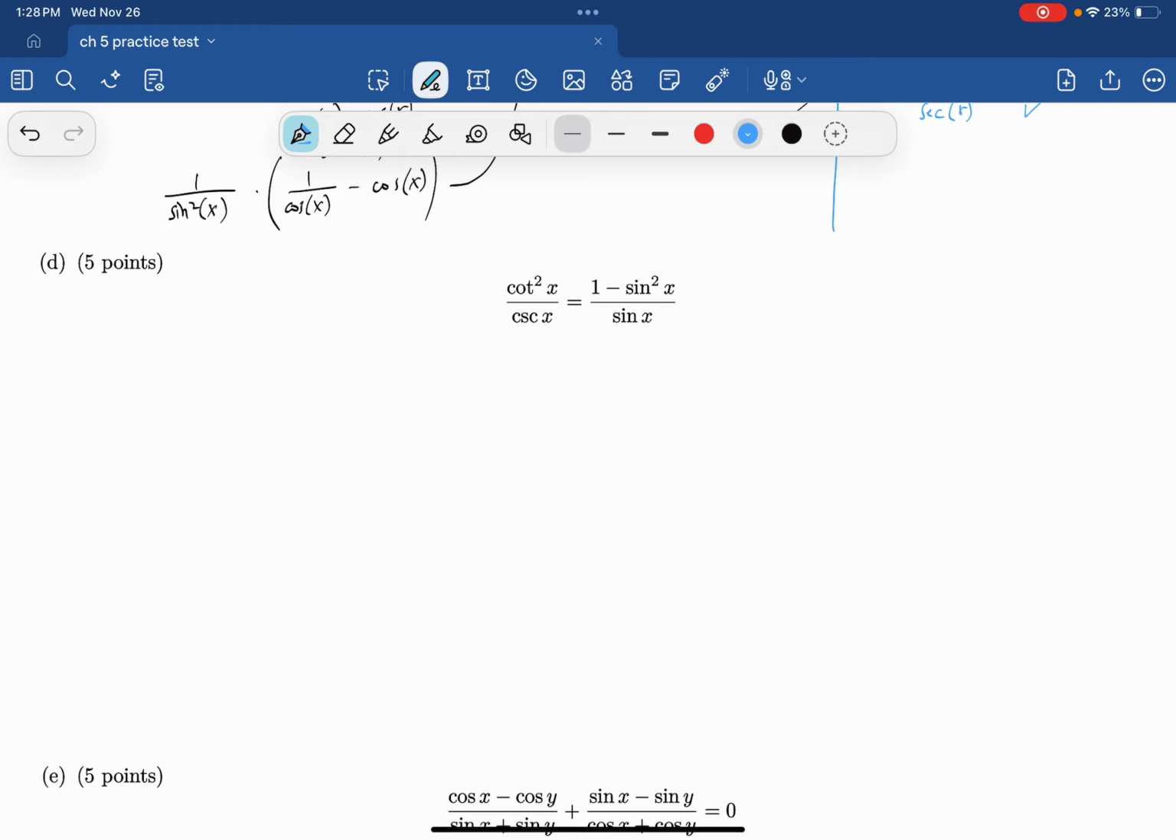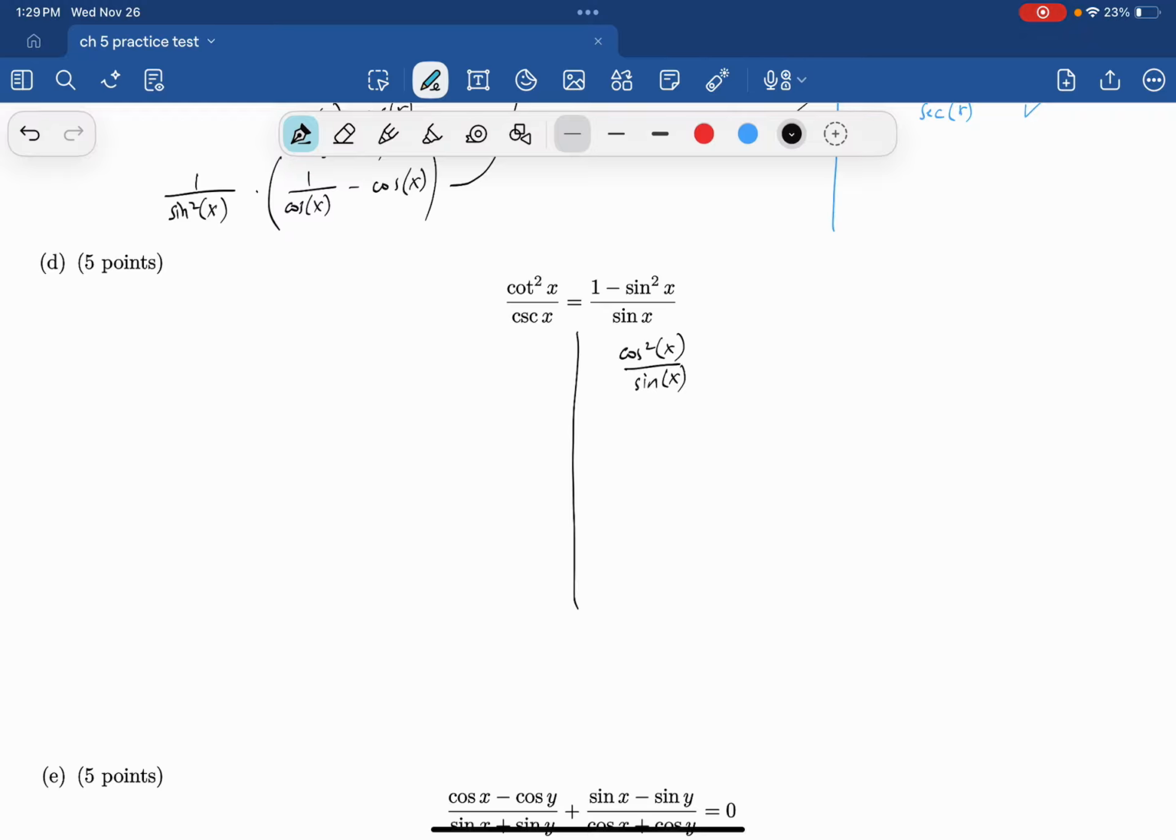Okay, so trying to solve this or verify this. So the first step, I'm noticing that this is just a cosine squared. And the left side, I'm probably going to want to convert to sines and cosines. Okay, so I'm going to do the right side first. The right side is just cosine x over sine x, because 1 minus sine squared is cosine squared by the Pythagorean identity. And then the left side, I'm going to convert to sines and cosines.